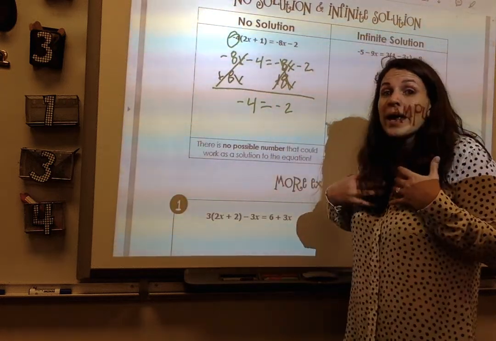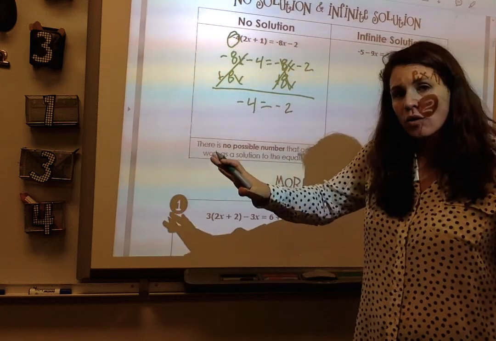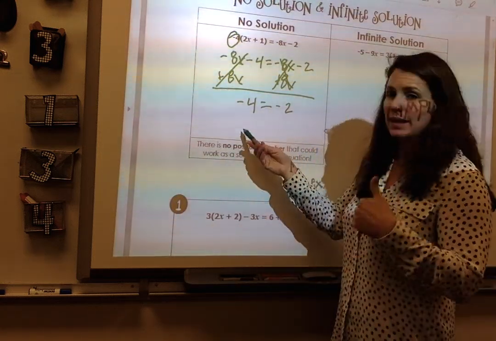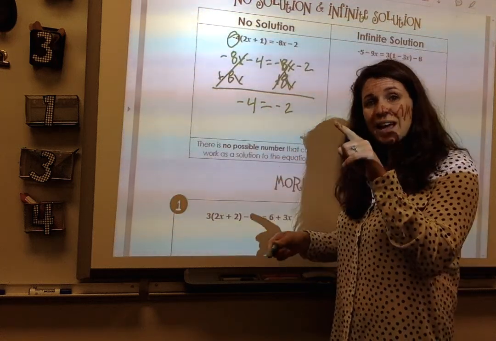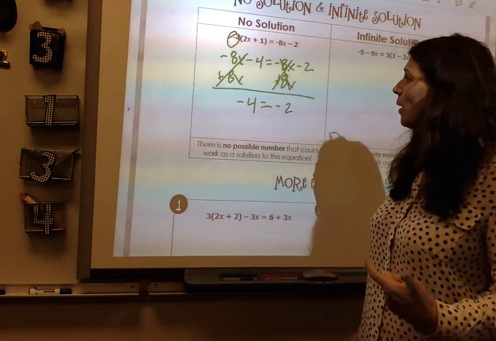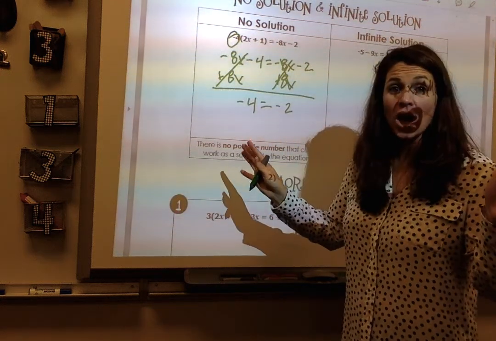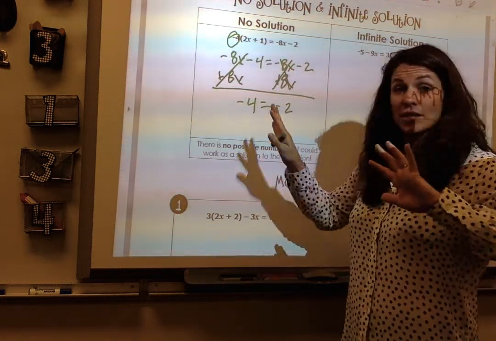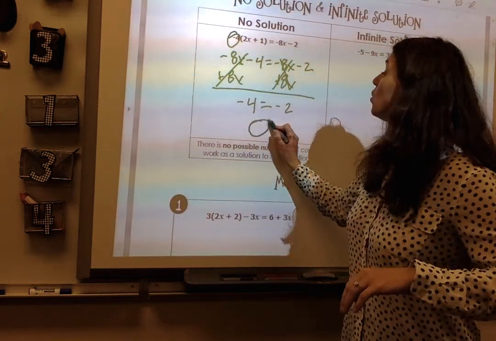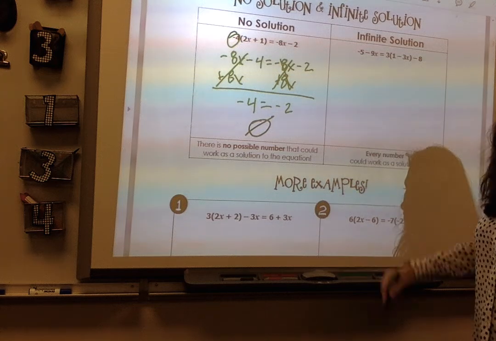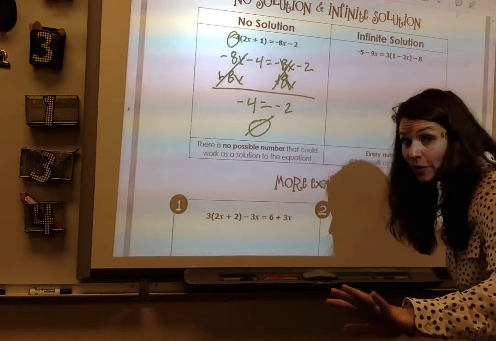What happens? Well, when my variable term cancels out and you're left with something like negative 4 equals negative 2, you have to ask yourself a question: is negative 4 equal to negative 2? No, it's not. So if that statement is not true, there is no solution. That's what it means, no solution. Let's do this one over here. Hopefully you already did that one while it was paused.